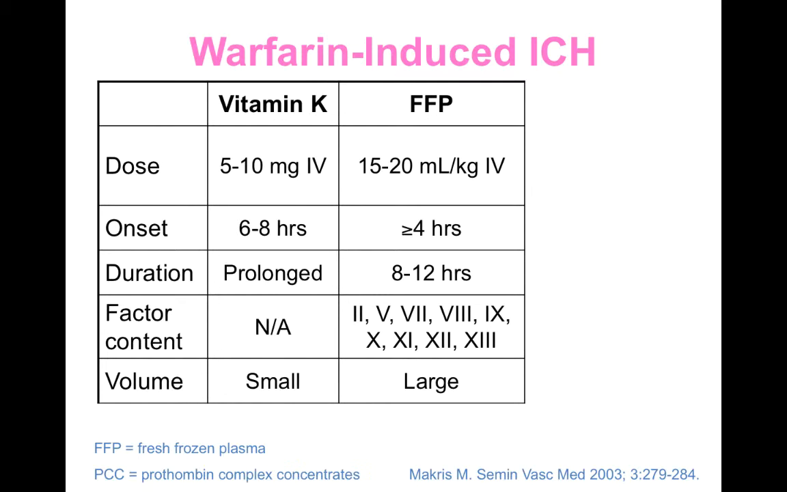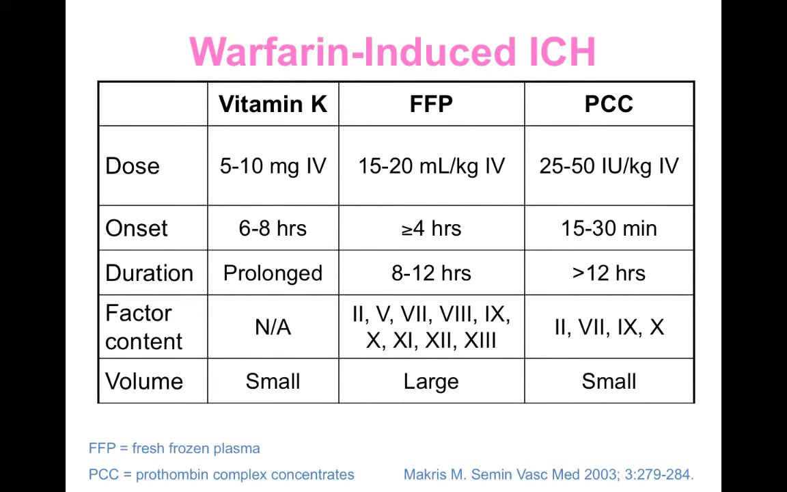In addition, there can be delays because it is blood type specific. You have to type it, thaw it, and then infuse it. So interest in other therapies started, and that led to prothrombin complex concentrates, or PCCs. These are products that are purified from plasma, so it really focuses on the vitamin K dependent clotting factors. So you can see 2, 7, 9, and 10.